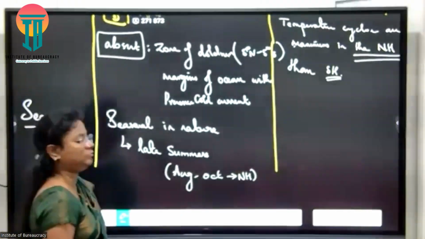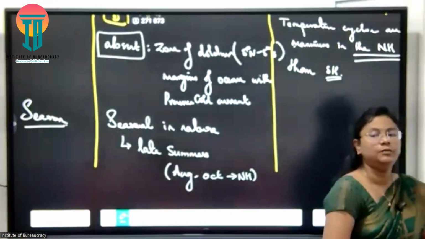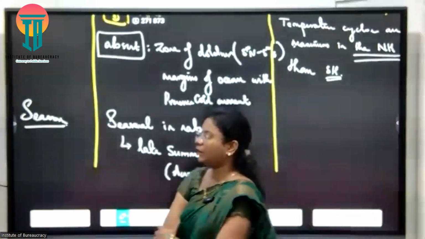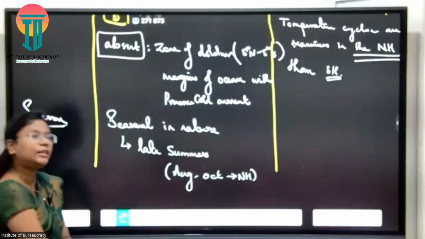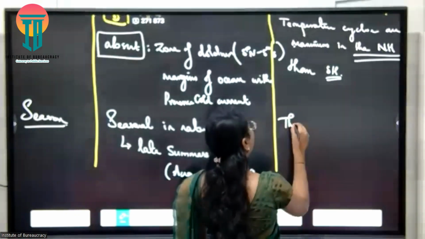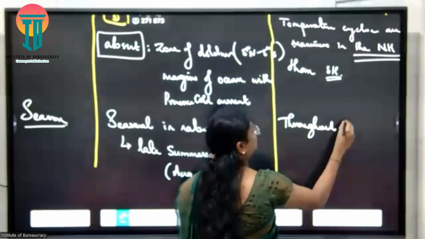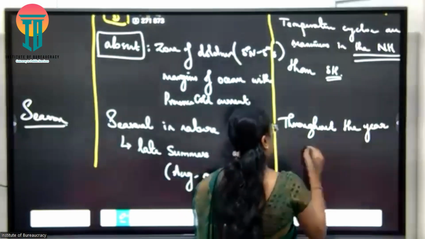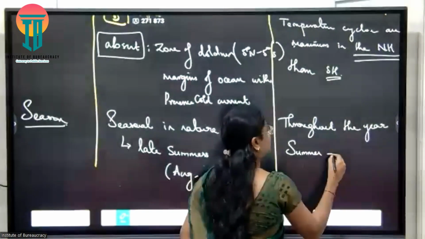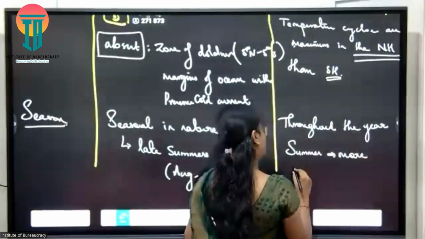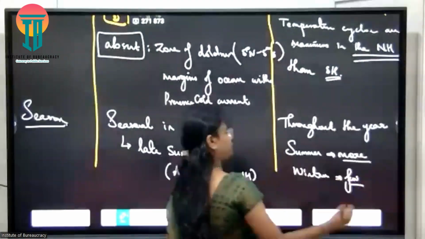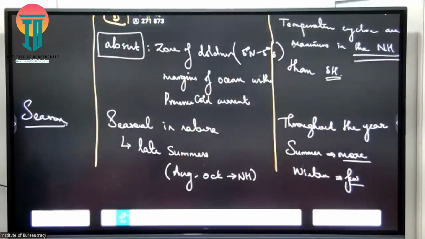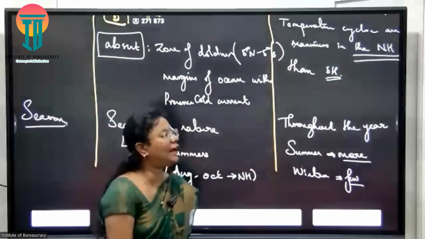And what about temperate cyclone? The convergence of air masses. Do they have a seasonal nature, or are they available throughout the year? Just guess. They are available throughout the year. They are formed throughout the year, but they are more active in summers. They are more in summers than winters. In winters only few. They are more intense, more active, or more in number during summer than the winter.